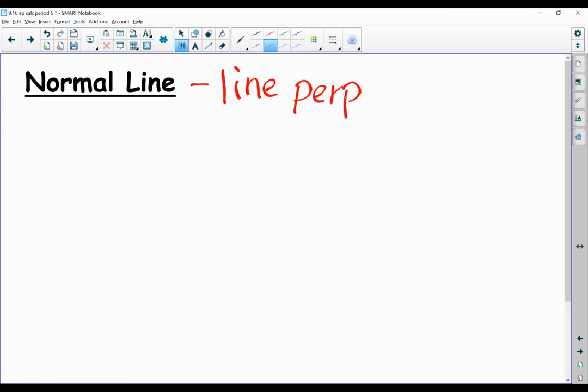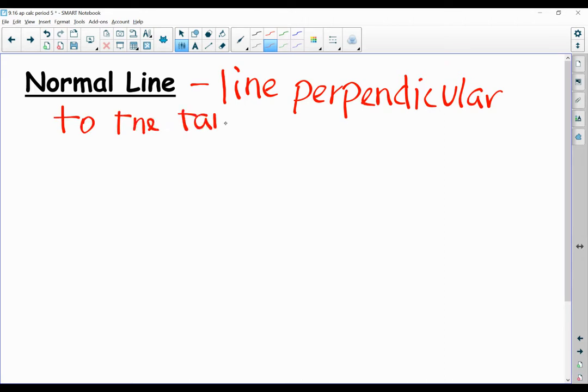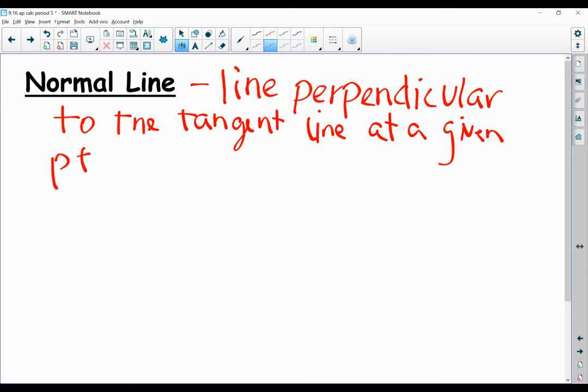So this is the line perpendicular to the tangent line at a given point. We looked it up of why it was called normal one year, and it has something to do with the Greek word normalis, which talks about right angles.